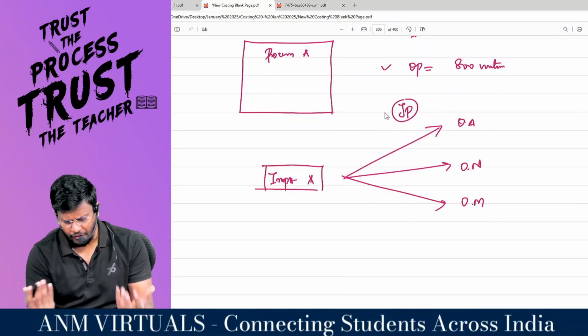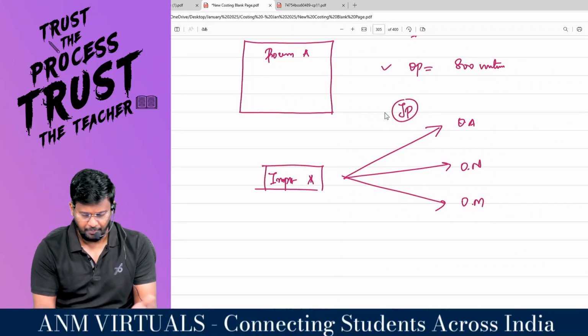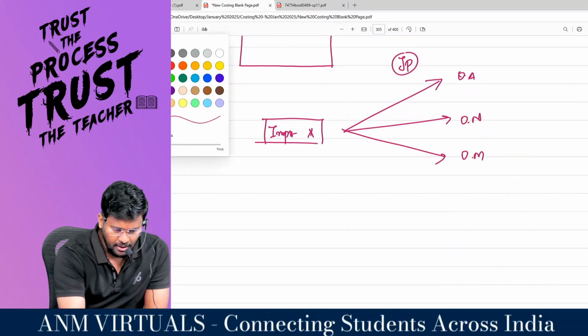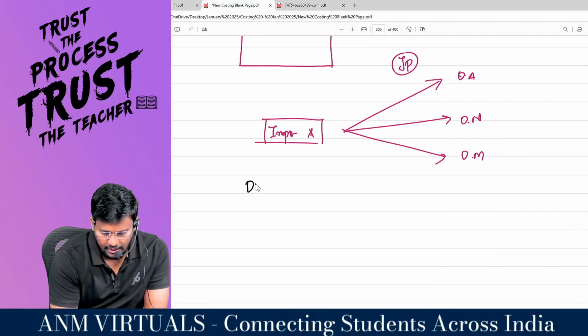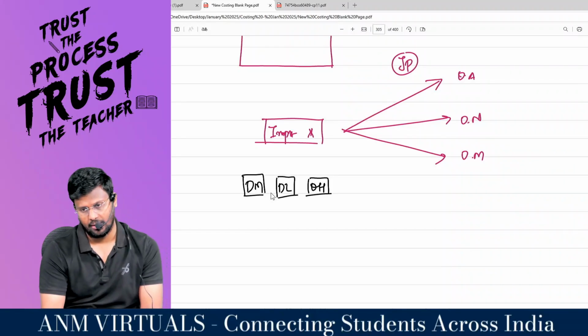So factory to factory, you have to think whether joint product and byproduct will be applicable in your factory or not. To this input, you would have incurred direct material, direct labor and overhead.